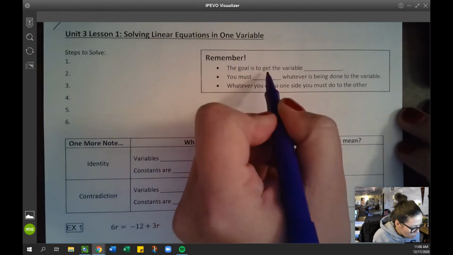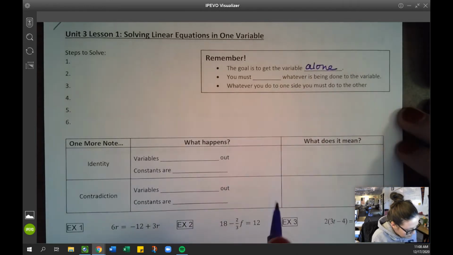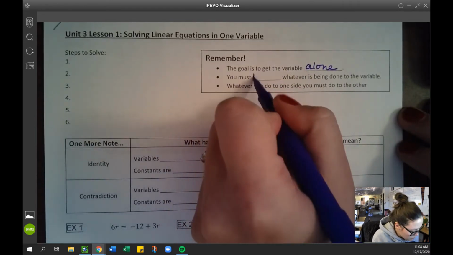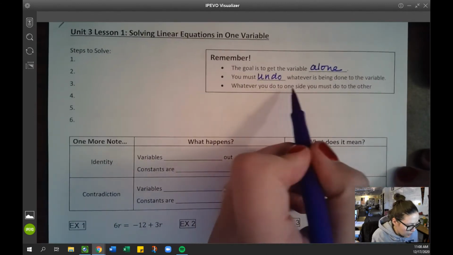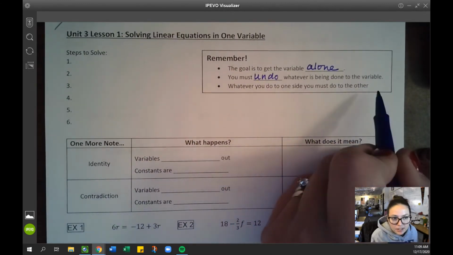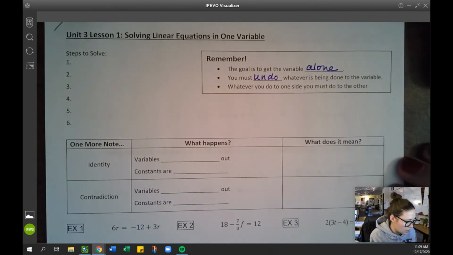So remember, the goal is to get the variable alone. So that means we have to undo whatever is being done to the variable. So if we're adding something to x, we have to subtract something. If we're multiplying something to x, we need to divide. And whatever you do to one side, you must do to the other side. We have to do the same thing to both sides of the equal sign.